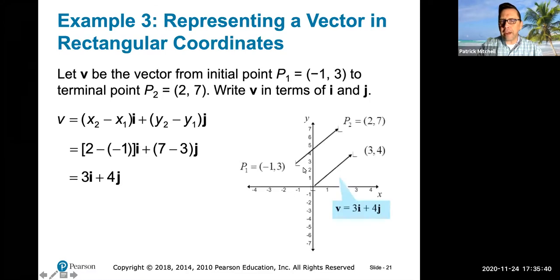And there's a picture of that vector. So this kind of emphasizes the point I was making earlier, that it really doesn't matter where you put vectors. So it could go from (-1, 3) to (2, 7), but if you pick it up and place it at the origin, it's the exact same vector.